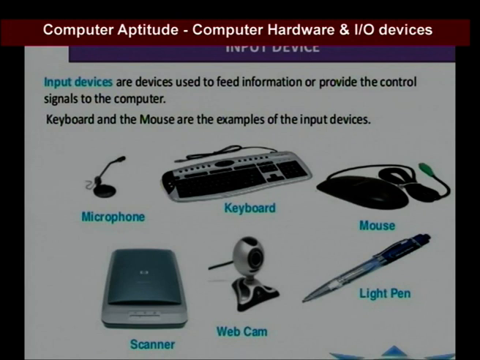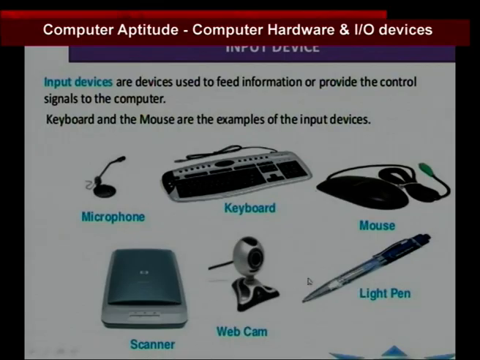Next, coming to input and output devices. What are input devices and output devices? Input devices are nothing but keyboard, mouse and microphone. Next, scanner, light pen and mouse. These are input devices. These input devices are used to feed information or provide control signals to the computer. Keyboard and mouse are examples of input devices.